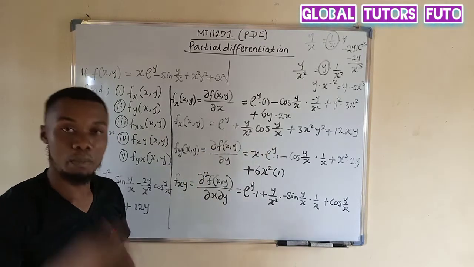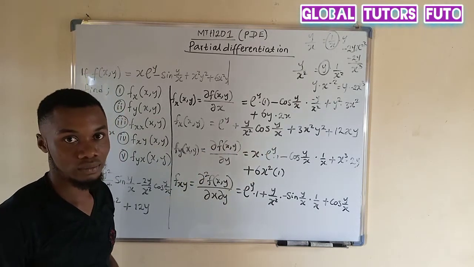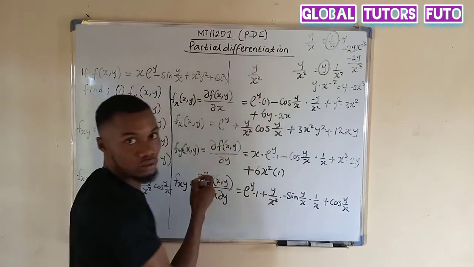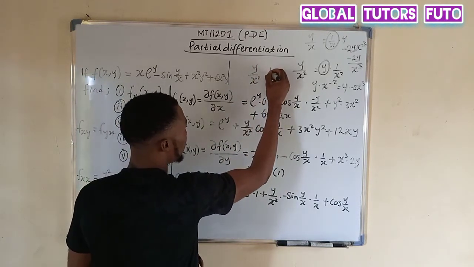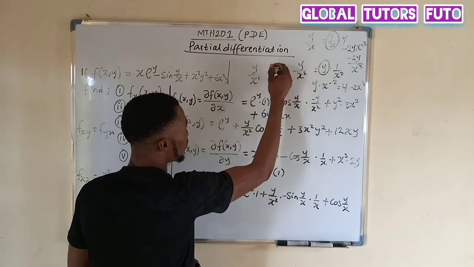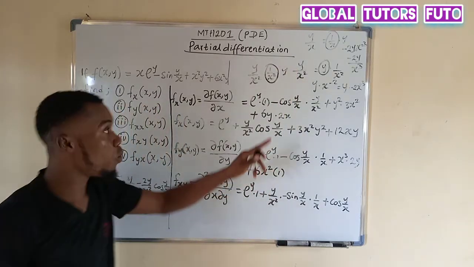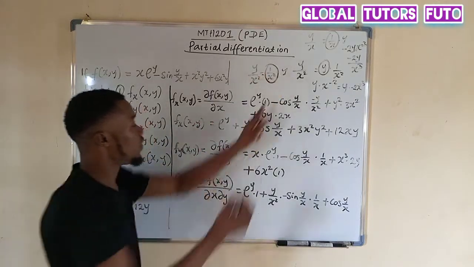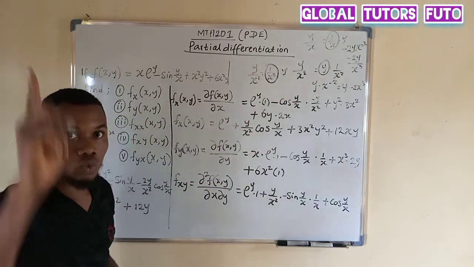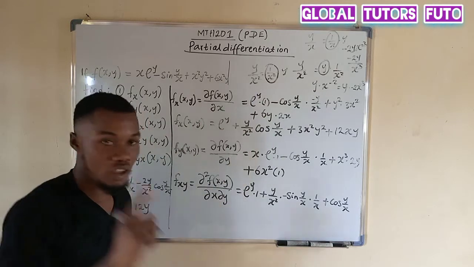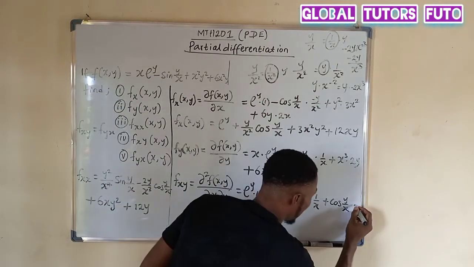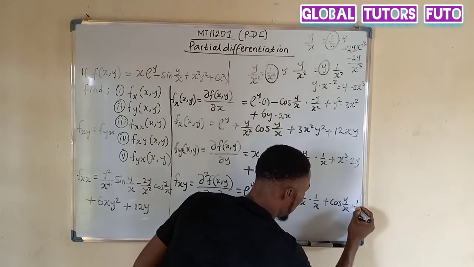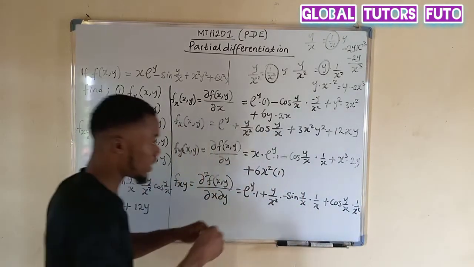Then I will differentiate this one partially with respect to y. So this is something as y over x squared, which is 1 over x squared times y. So my constant now is this, because I'm working with respect to y. If I differentiate y with respect to y, I will get 1. 1 over x squared times 1 will give me 1 over x squared. So that's what I have.